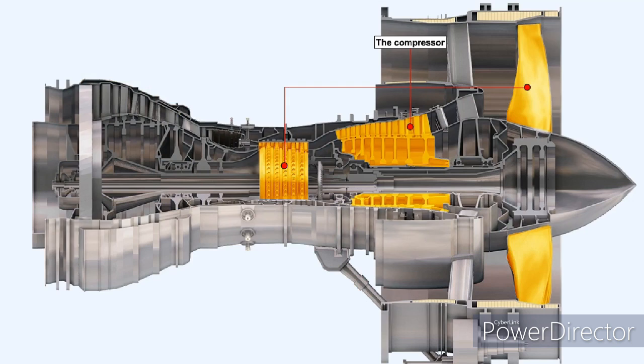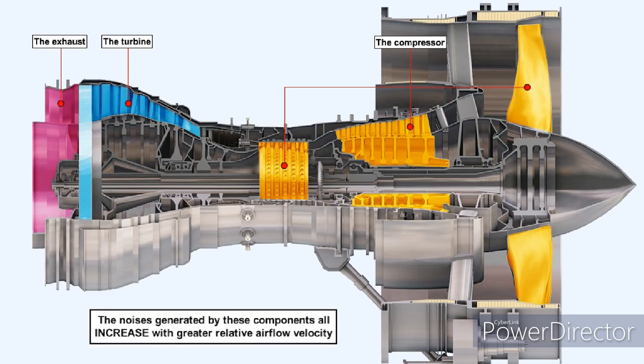The most significant source of noise from the engine originates from the compressor, the fan in the high-ratio bypass engine, the turbine, and the exhaust. Although the noises which spring from these various sources all obey slightly different laws and mechanisms of generation, their levels all increase with greater relative airflow velocity.